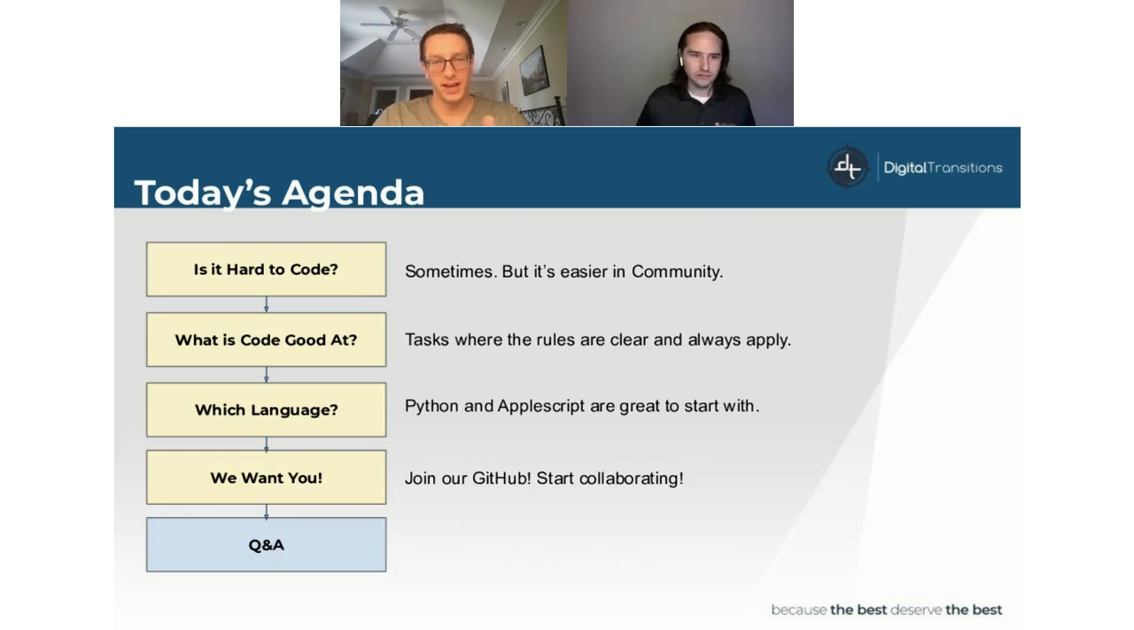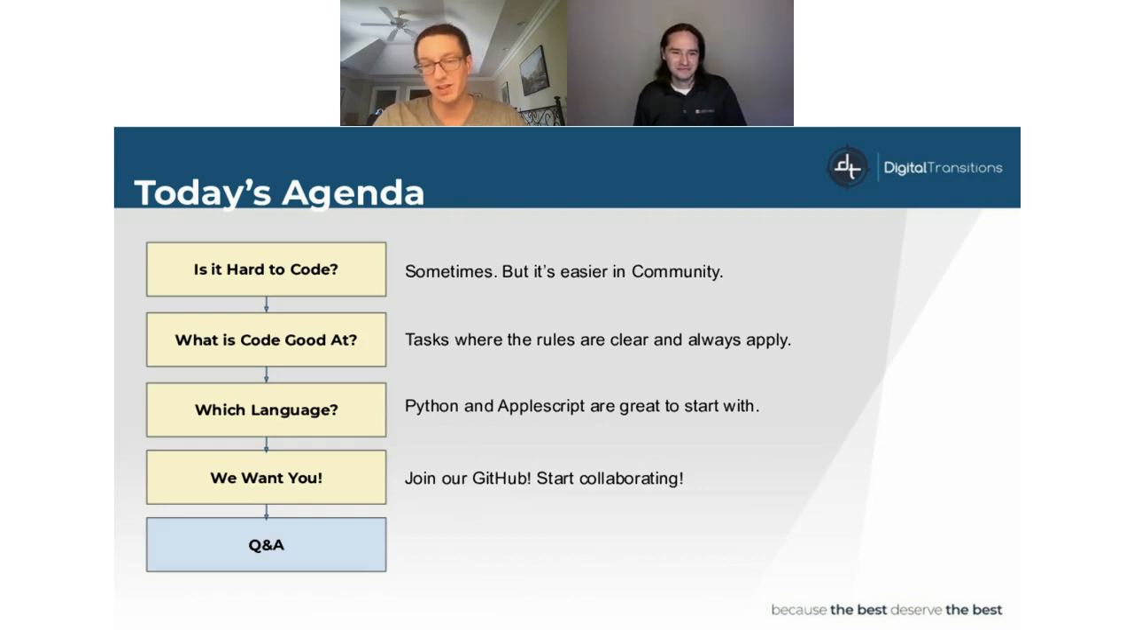In summary, yes, coding can sometimes be hard, but it's maybe not as hard as you think. And it's easier if you're doing it as part of the community, especially if you're taking someone else's code and tweaking it. Coding can be quite straightforward. Coding can also automate and simplify tasks where the rules are clear and they can always apply. That's what code is good at: relentless, consistent execution on a set of rules that are clear.